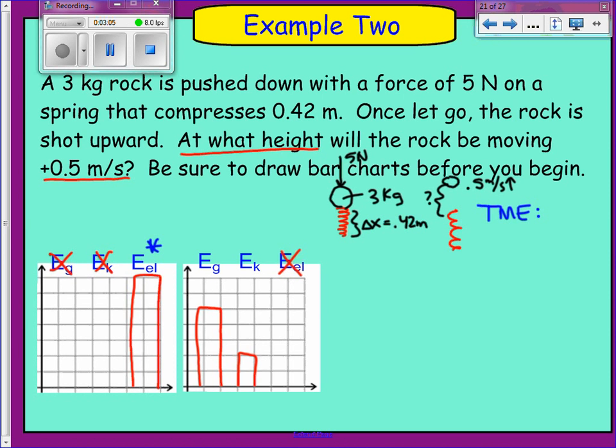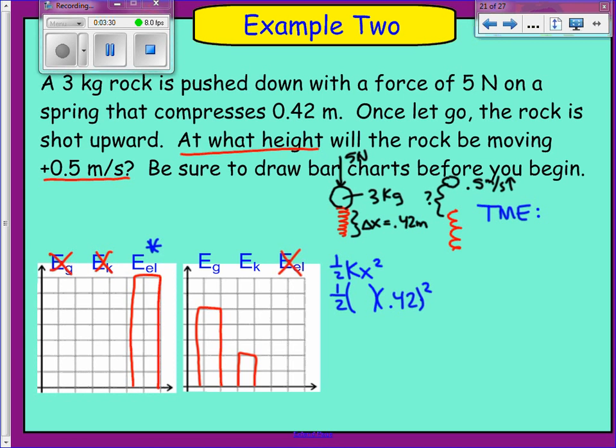In the first bar chart, all the energy is elastic, so that's 1/2 kx squared. We know what the x is. We're told that the spring is pushed in 0.42 meters, and so that's what would get squared. But notice it does not give me my k constant. Nowhere in the problem does it tell me that. However, we are given enough information to figure out what the k constant is.